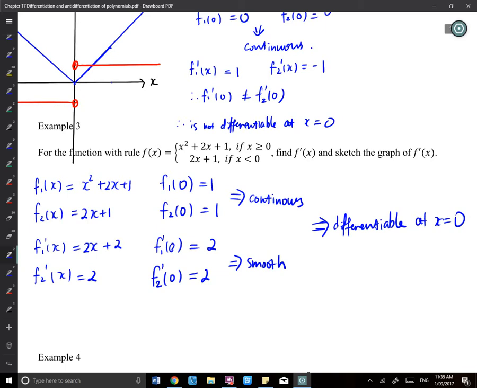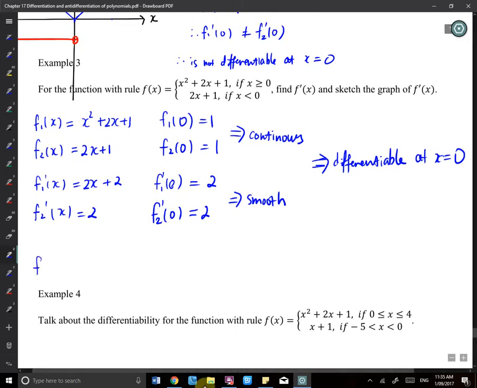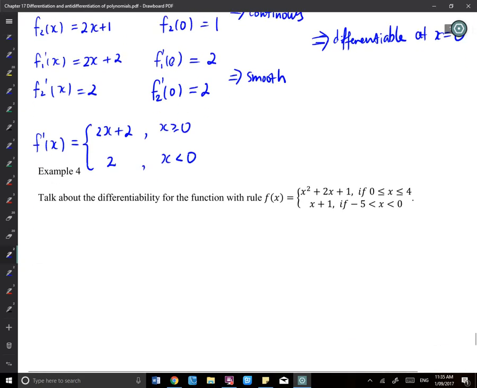Because the derivative is 2 here, both functions give you 2. Then the derivative must be 2 at that point. So I will say f'(x) equals 2x plus 2 for x greater than or equal to 0, and 2 for x less than 0. You can take the same domain, because it's differentiable at both points. So just take the domain.